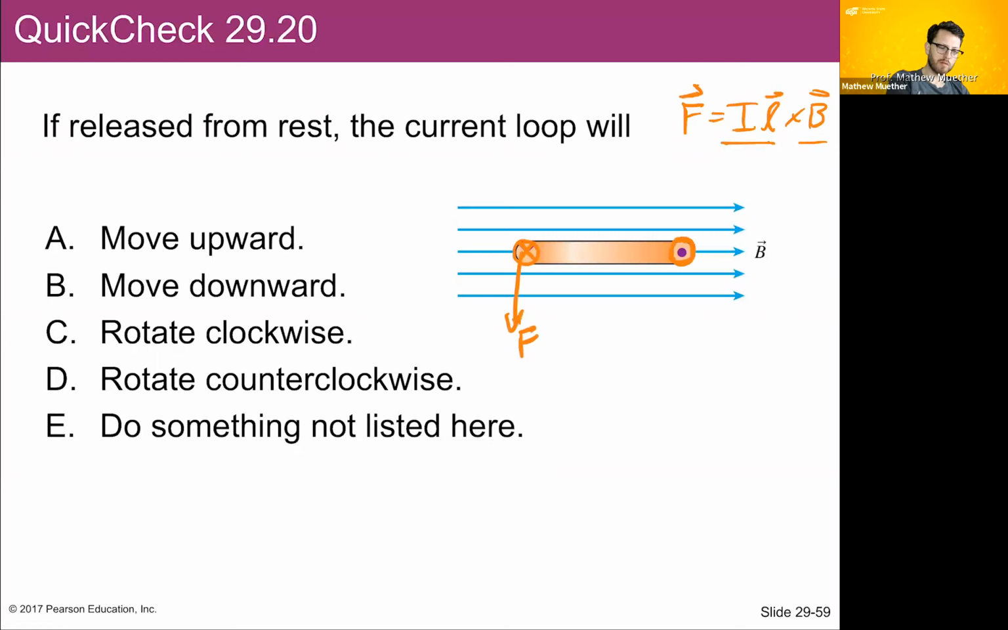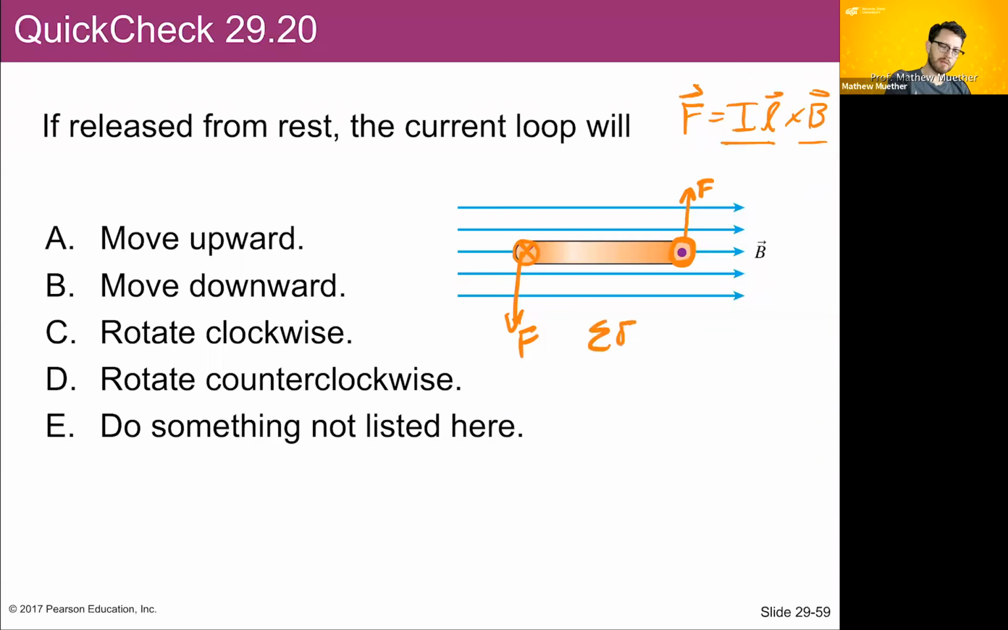What about over here? Now that current is pointing out at me, I've got to rotate my hand so that my middle finger points in the direction of my magnetic field. Then my thumb tells me the resulting direction of the force points upwards.